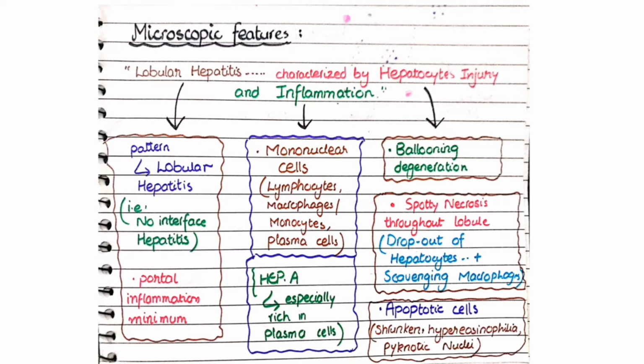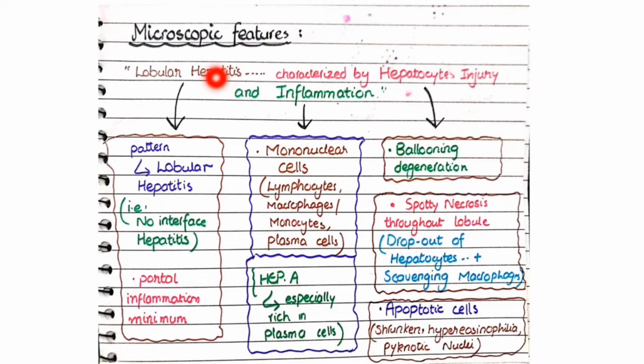So let me summarize, how do you see the hepatocytic injuries? The hepatocytic injury is visible either as ballooning degeneration, or as necrosis present in the form of dropout of hepatocytes plus scavenging macrophages, or in the form of apoptosis with shrunken cell, hypereosinophilia and pycnotic nucleus. So this is all what you need to know about hepatocytic injury.